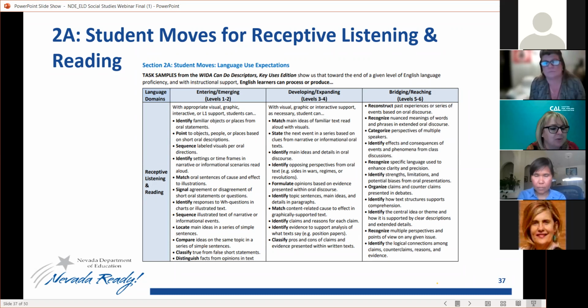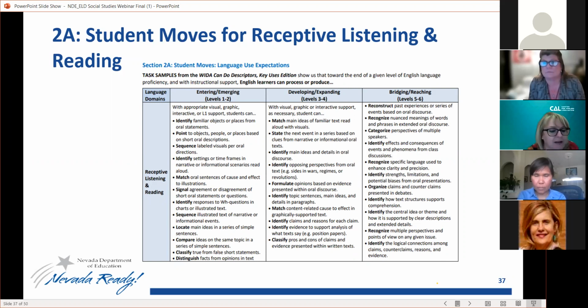And so when we were thinking about our Think, Pair, Share and our gallery walk, let's take a look at the middle column over here. And we can see, for example, that students were really identifying the main ideas and details in oral discourse. Yes, that's exactly how we were supporting our students.